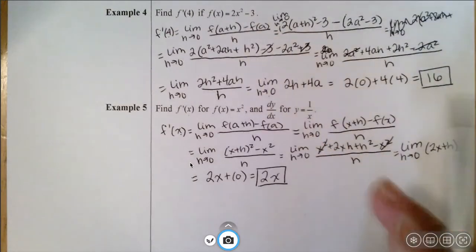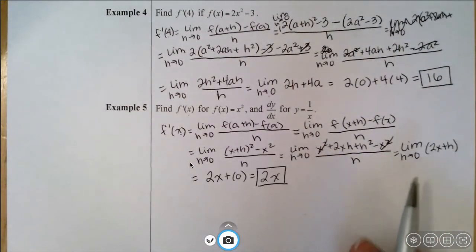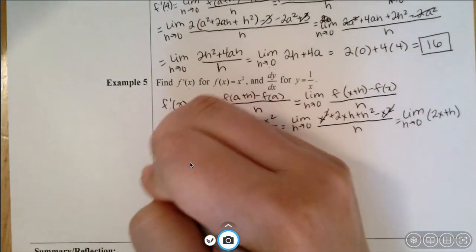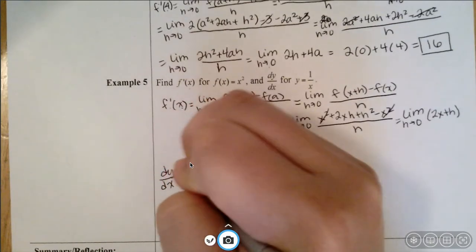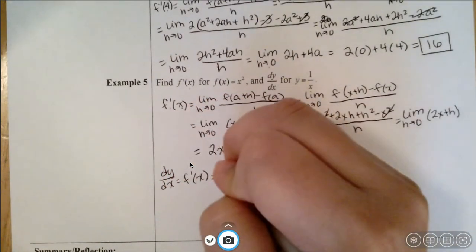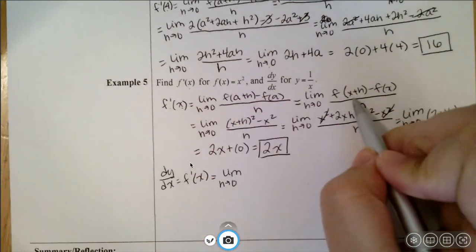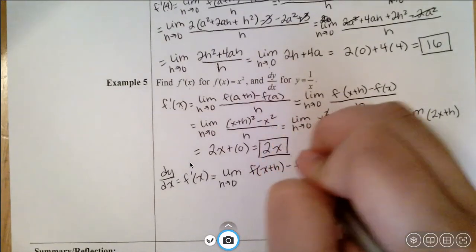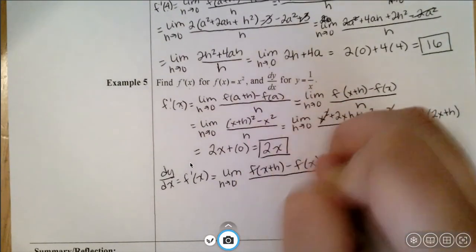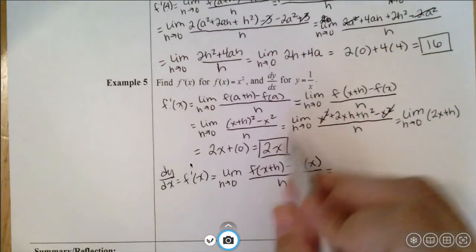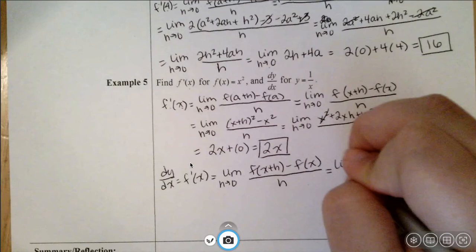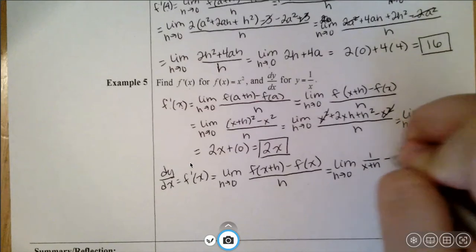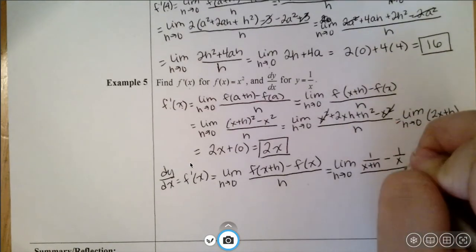Let's try another one. We have dy dx for y equals 1 over x. Same exact thing, right? dy dx just means f prime of x. So dy dx is f prime of x, which is the limit as h approaches 0. I'm going to skip right to where we substituted x in. f of x plus h minus f of x divided by h. And now we substitute these into our function. So the limit as h approaches 0 of 1 over x plus h minus 1 over x divided by h.